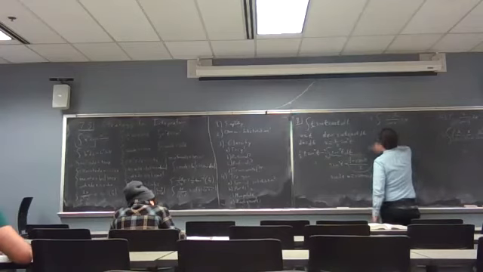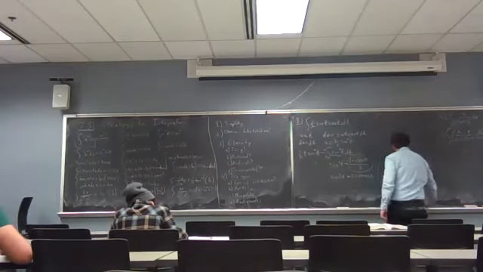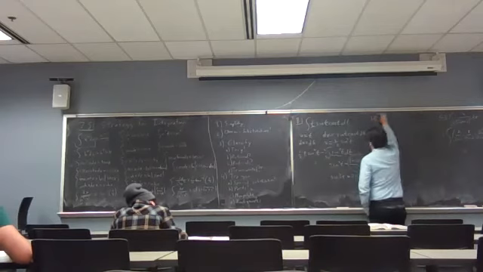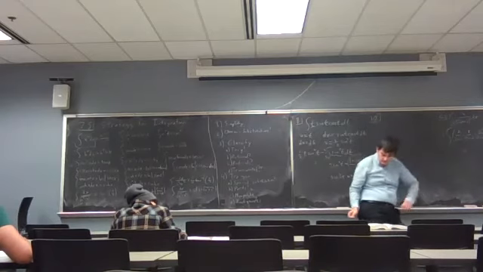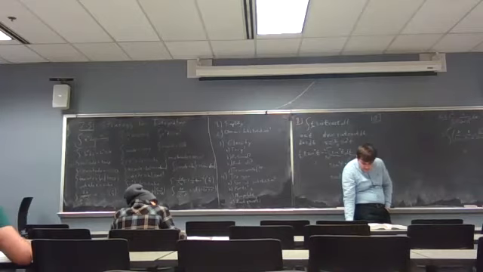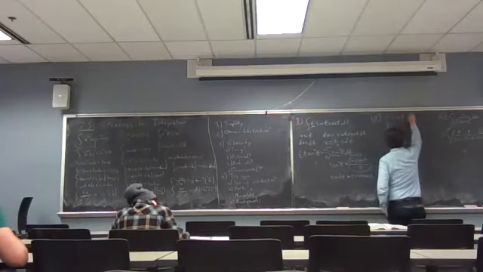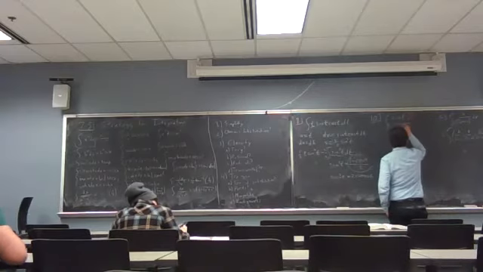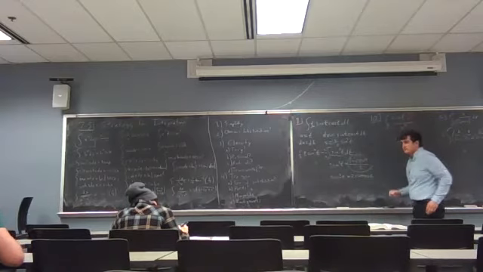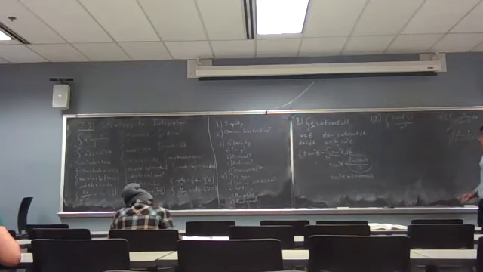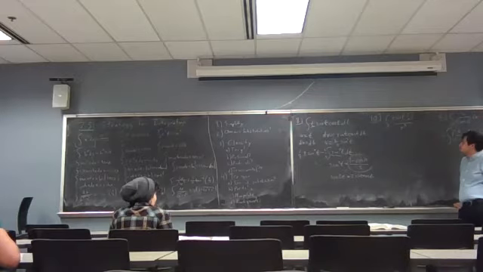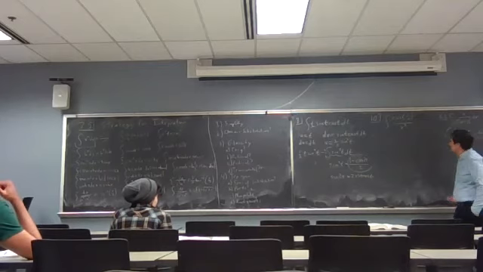Okay, so now we'll do number 10. Number 10 says we have cosine of 1 over x cubed. Oh, interesting. So we can't simplify this.